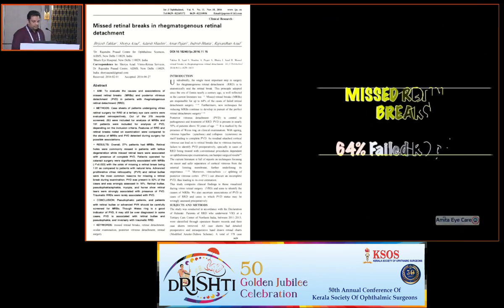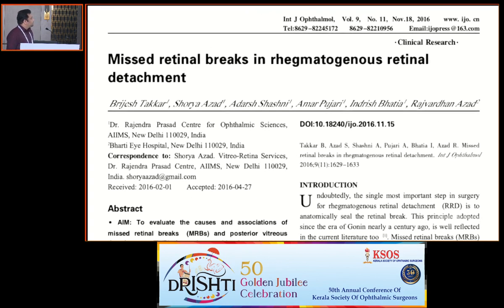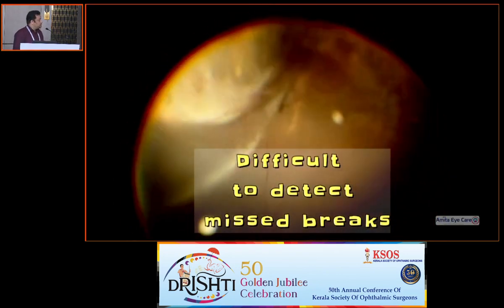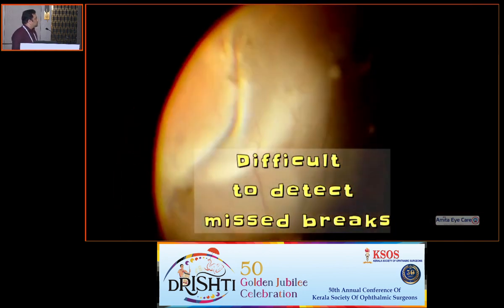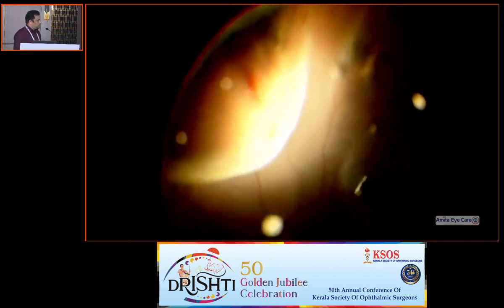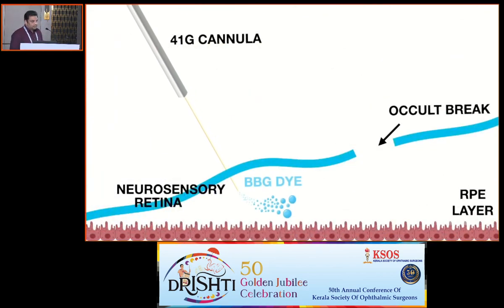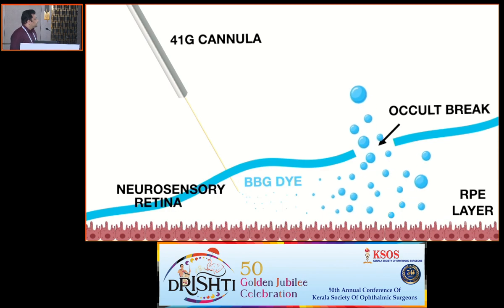The other cause for recurrent retinal detachments are retinal breaks, especially missed retinal breaks. According to a study, missed retinal breaks are the reason for 64% of failed RD cases. Missed breaks in recurrent retinal detachments can be challenging to detect due to prior laser scars, pigmentary changes or lack of contrast from the choroid. We describe a technique of occult retinal break detection, where BBG dye is injected into the subretinal space with a 41-gauge cannula and the plume of the dye emanates from the occult break. We demonstrate the use of this technique in the next few videos.